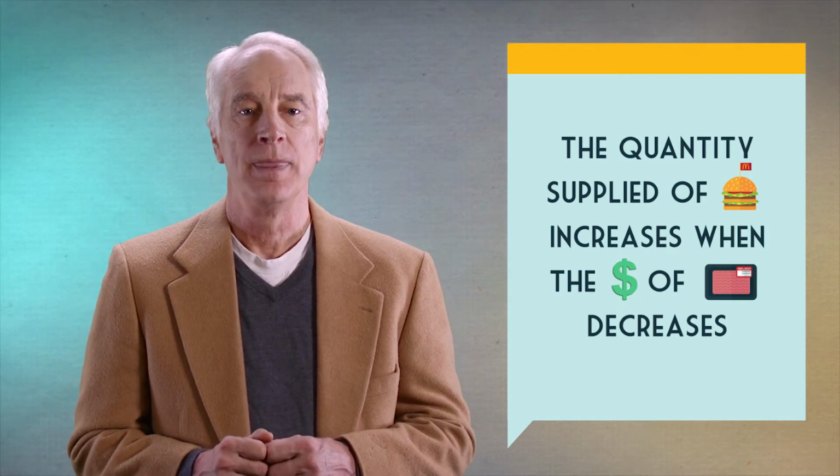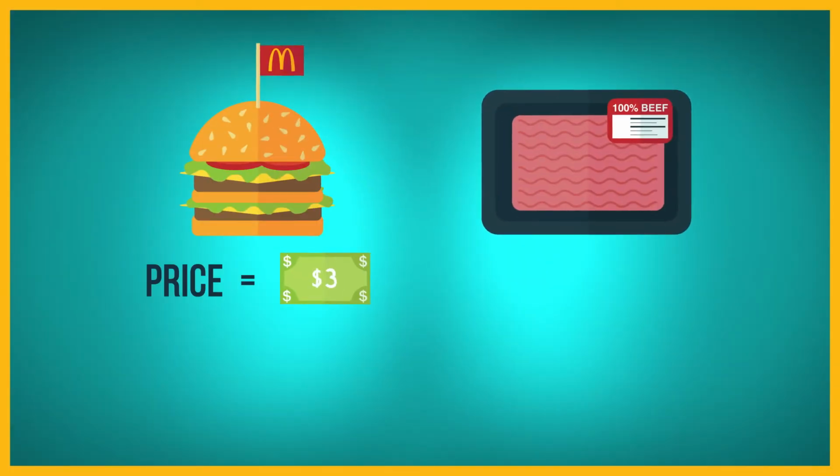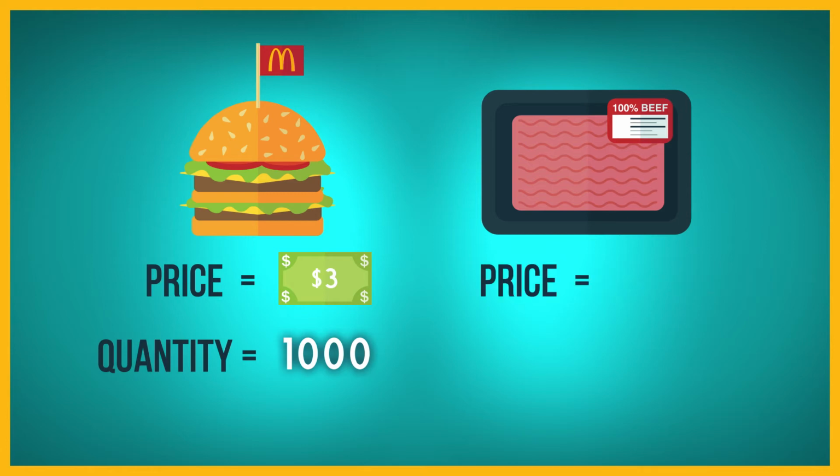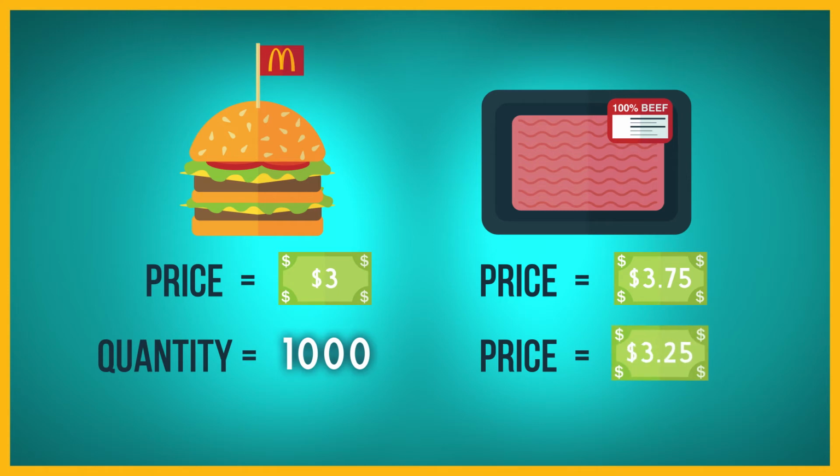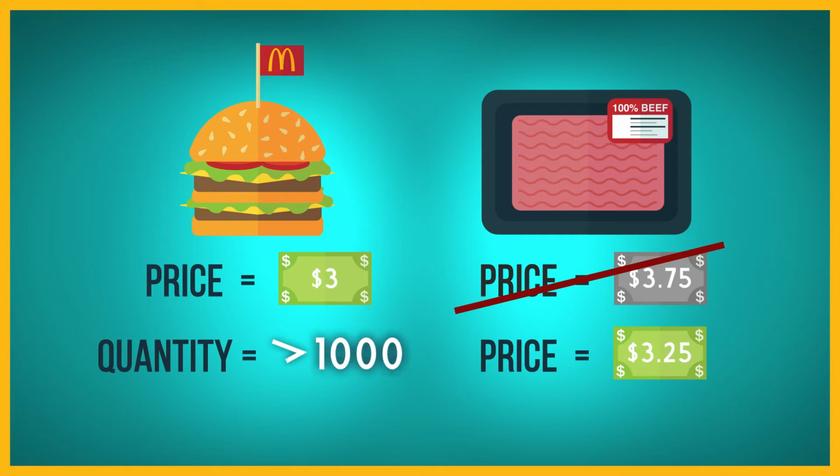Suppose, for example, that the price of Big Macs is $3 and the quantity supplied of Big Macs is 1,000 when the price of ground beef is $3.75. Some restaurants would find that staying open from 12 to 1 a.m. is profitable when the price of ground beef is $3.25, but not when the price is $3.75. Therefore, the quantity supplied of Big Macs would be greater than 1,000 when the price of ground beef is $3.25. Suppose the new quantity is 1,100.